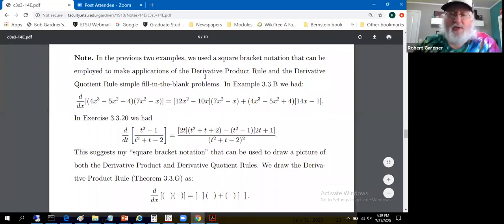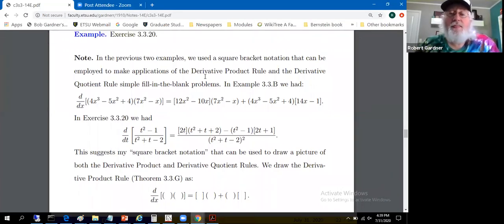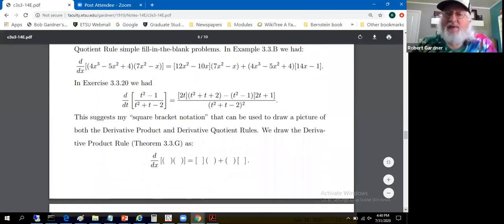In the two examples we just did, one for the product rule and one for the quotient rule, we saw as follows: the derivative of the product was the derivative of the first times the second plus the first times the derivative of the second, if we didn't simplify. The derivative of the quotient was the derivative of the numerator times the denominator minus numerator times the derivative of the denominator, over denominator squared. Why is that? We went through the proof as to why both of those are correct. So this suggests my square bracket notation, which kind of lets you draw pictures of the product rule and the quotient rule, and another rule we'll see in the future. Then these just become kind of fill in the blank questions.